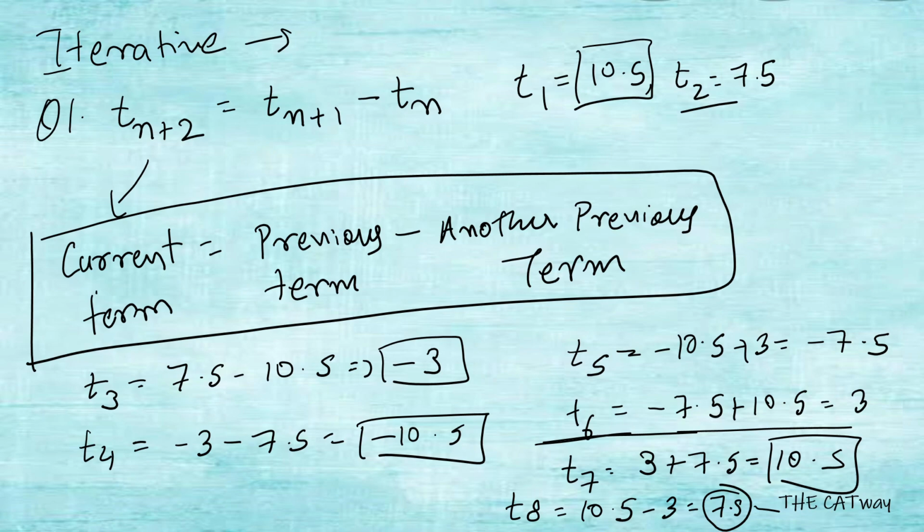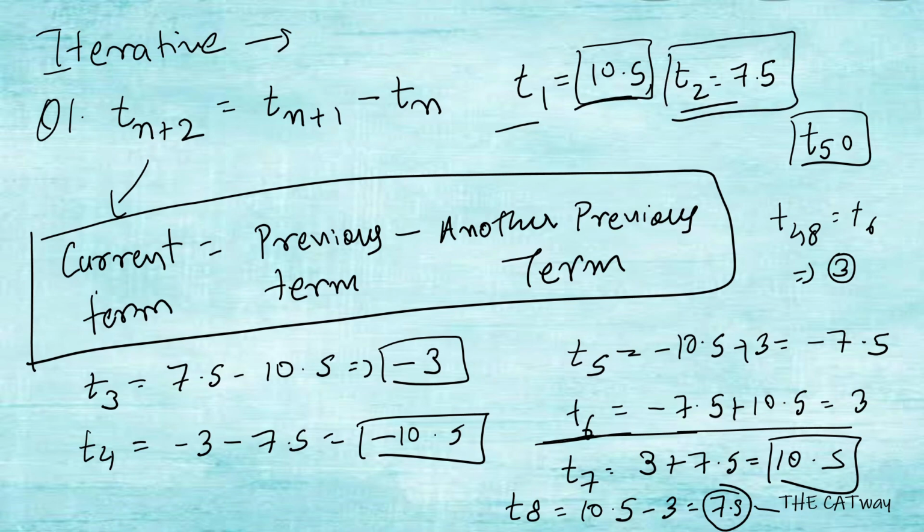Now let's see what we have to find. Let's say you have to find term 50. It starts repeating after 6 terms, so every 6 terms the terms will be common. That means term 1 is equal to term 7, term 2 is equal to term 8, term 3 is equal to term 9. This way we can say that term 48 is equal to term 6, and that is equal to 3. So term 49 is equal to term 1, that is 10.5, and term 50 is equal to term 2, that is 7.5.